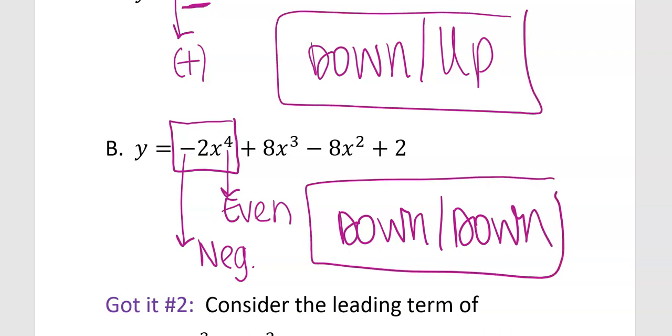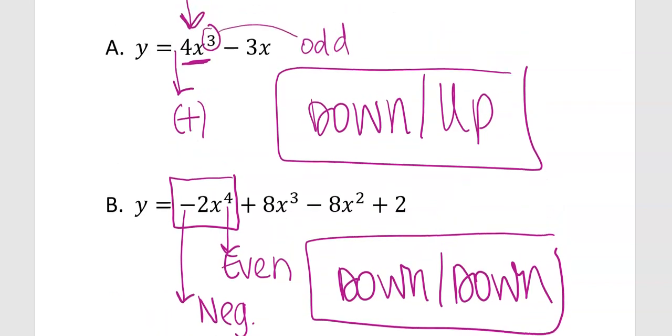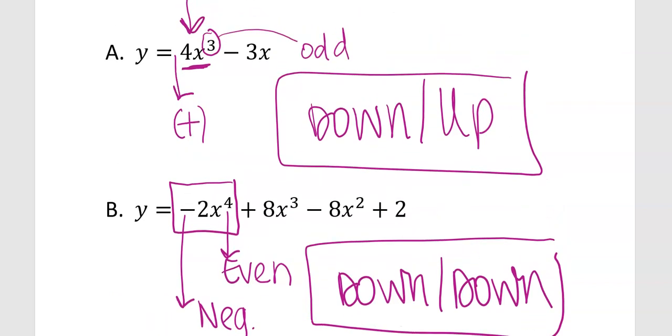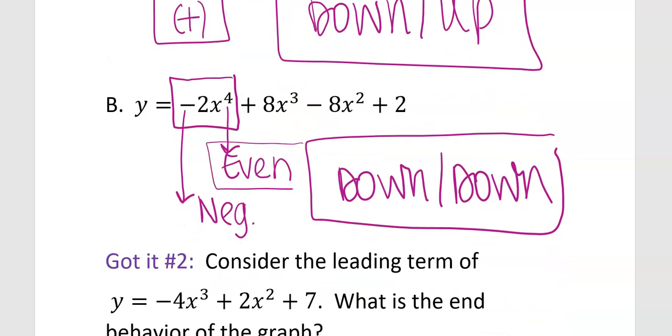So if you guys had this on a quiz, like for instance, when is it, Monday? Quiz on Monday. If you had to explain, all you'd really have to explain is this one is odd and positive, so it's down, up. Okay, you'd have to include these things. Doesn't matter which way you include them, but this one is even and negative, so it's down, down.